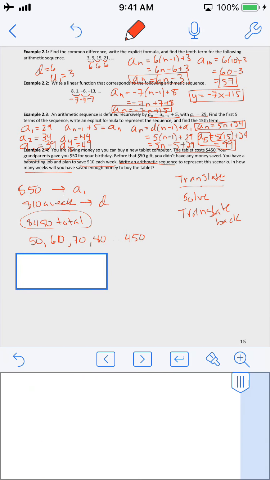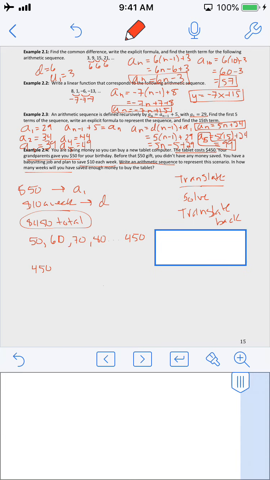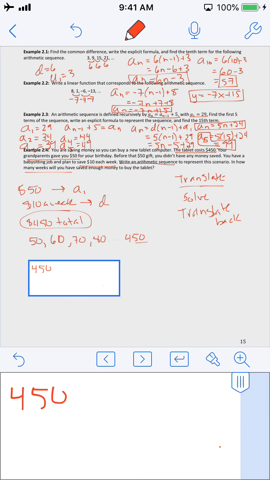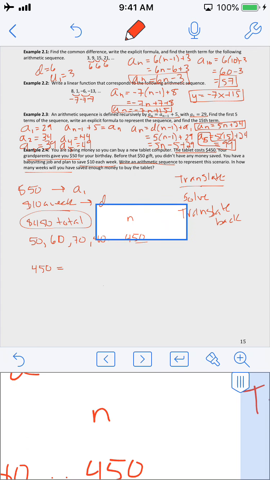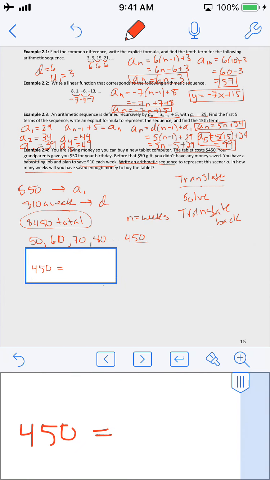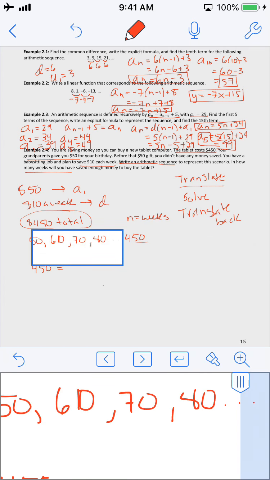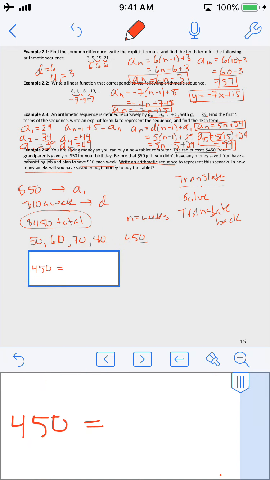Okay, but $450 total. Let's see. That sounds like an answer. So $450 sounds like a term, right? It was our term in the sequence. And so we need a number of weeks. Looks like N would be the weeks. Okay, so N is going to be the weeks. So I need to make a formula. I could do this one of two ways, actually. I could keep counting until I hit 450, but that seems like a lot. So maybe I'm just going to come up with a little equation to solve real fast.